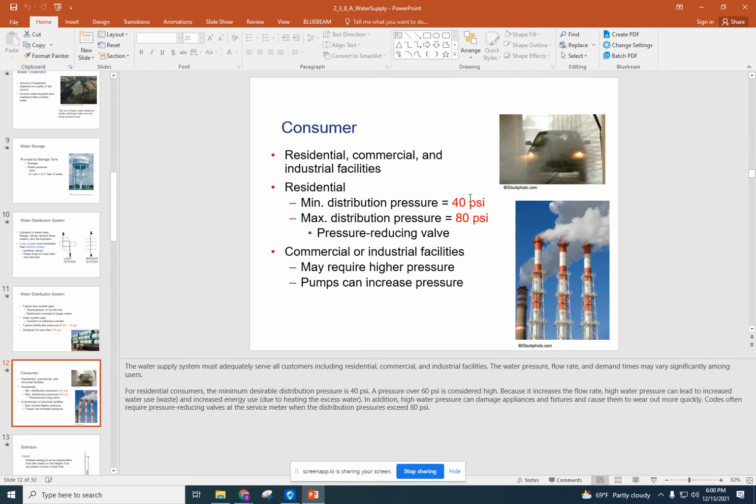So we're going to say yes, this is within normal PSI range for residential setting. So that answers that.